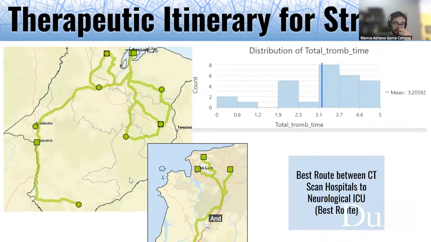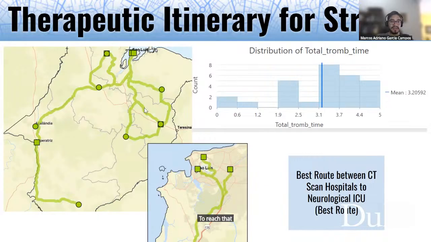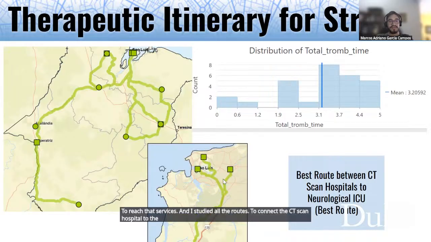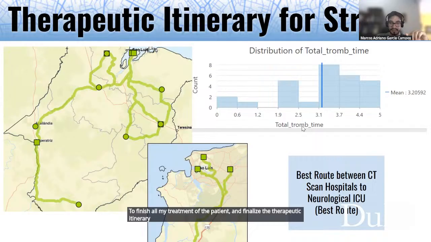And to finish our analysis, I need to send the patients to the neurological ICU, to tertiary service with neurosurgeons, specialists, rehabilitation. So I don't have a specific time, but I can create the best route to reach those services. And I studied all the routes to connect the CT scan hospital to the final hospital to finish all my treatment of the patient and finalize the therapeutic itinerary for stroke.